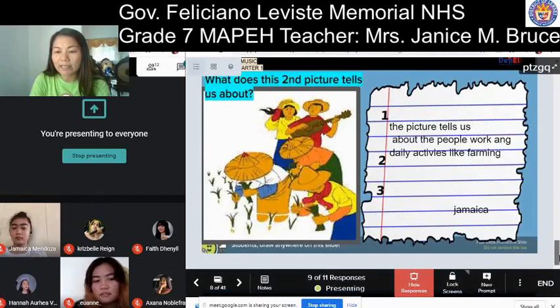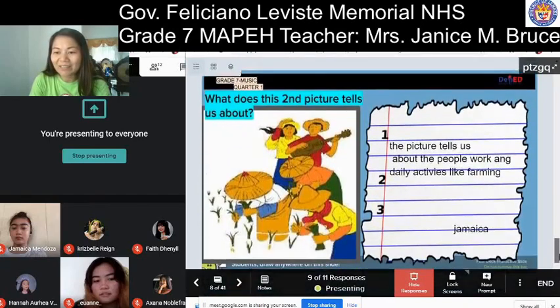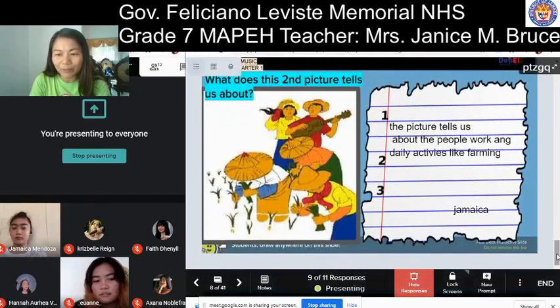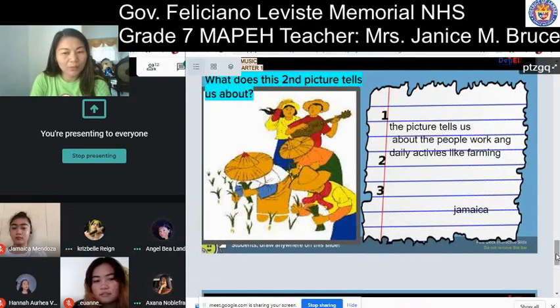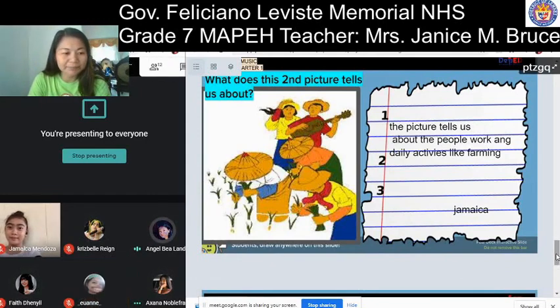And so basically, all right, what does it remind us of if we're going to relate that to the first picture that we described? Ma'am, it's festival, Bea. Okay, so I'm going to pick on Chrisbel. Go ahead.